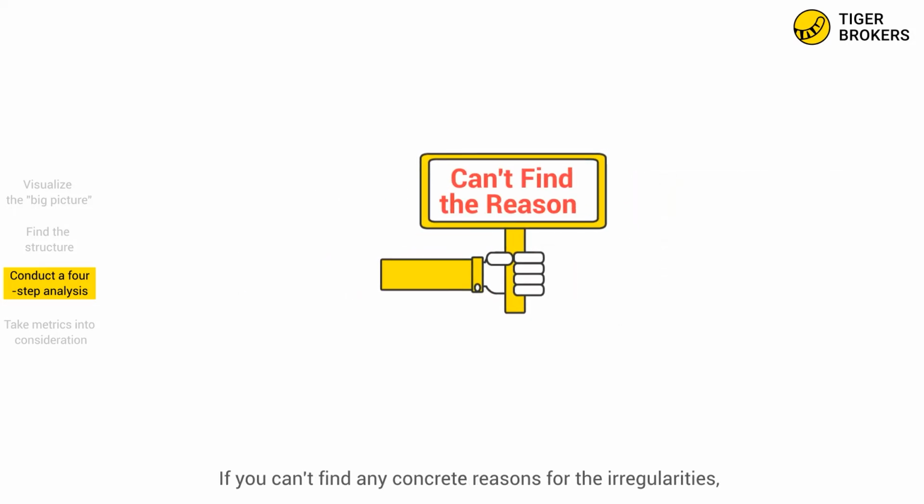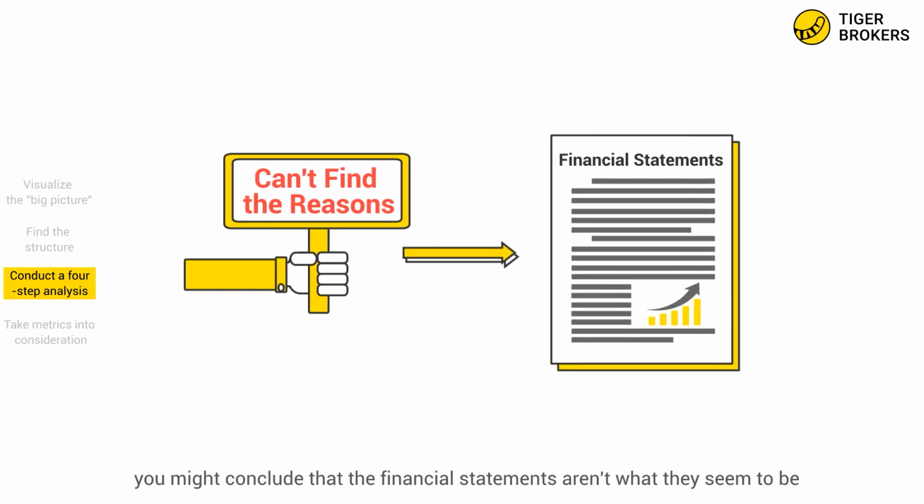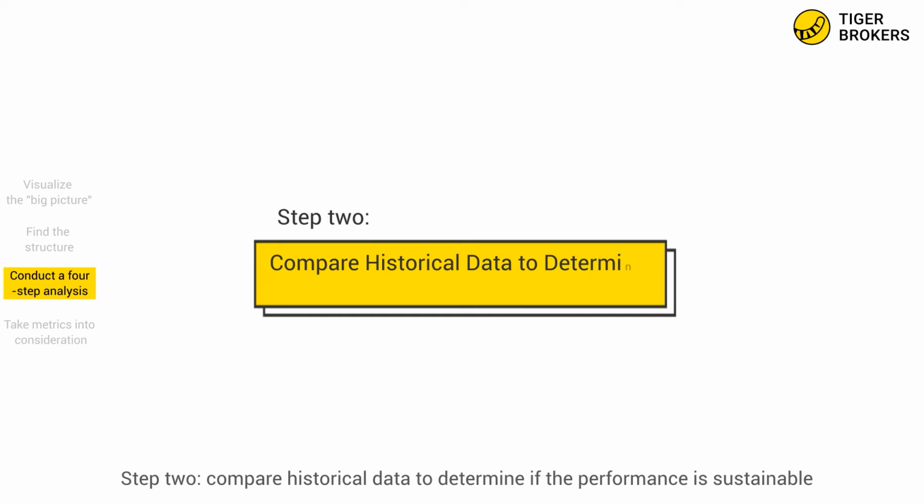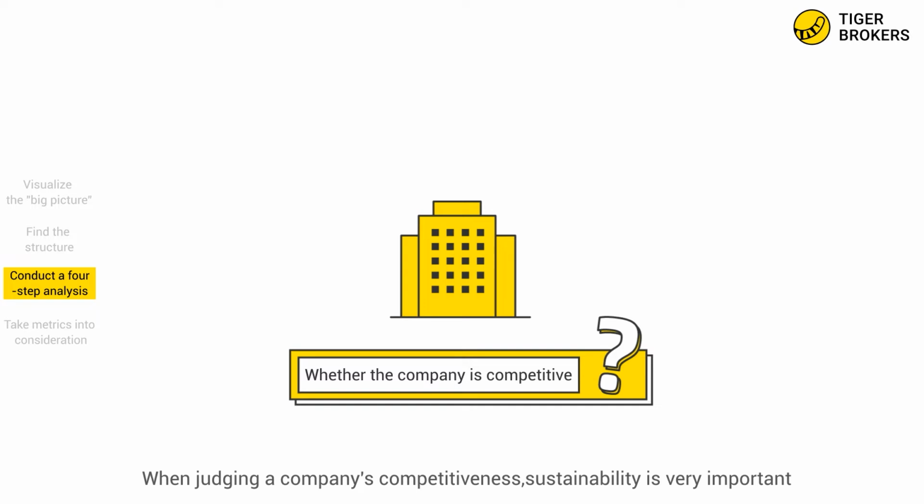If you can't find any concrete reasons for the irregularities, you might conclude that the financial statements aren't what they seem to be. Step 2. Compare historical data to determine if the performance is sustainable. When judging a company's competitiveness, sustainability is very important.